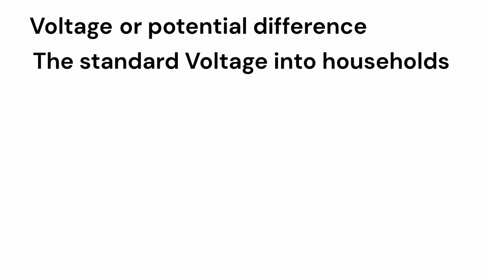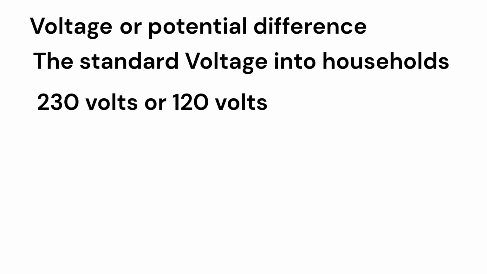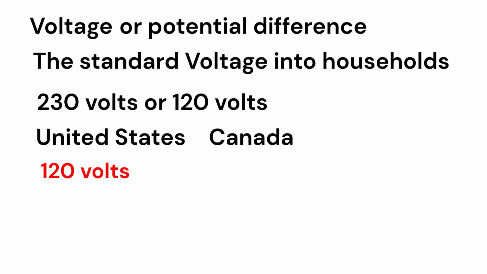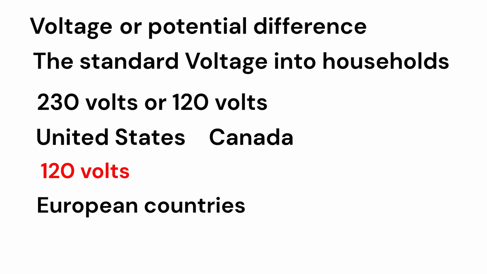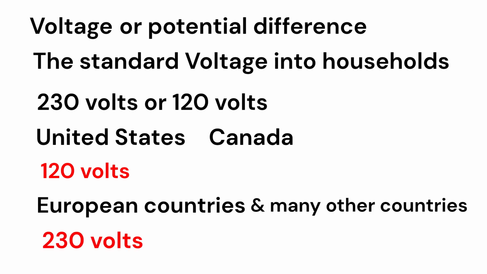The standard voltage that gets into households is mostly either 230 volts or 120 volts, depending on the country. Countries such as the United States and Canada get 120 volts for most household appliances. The countries in Europe and many other countries get 230 volts into most of their households. And all of these households get AC or alternating current. We will discuss more details on alternating current or AC and direct current or DC in the next video.